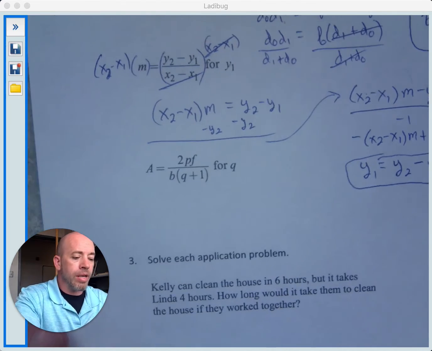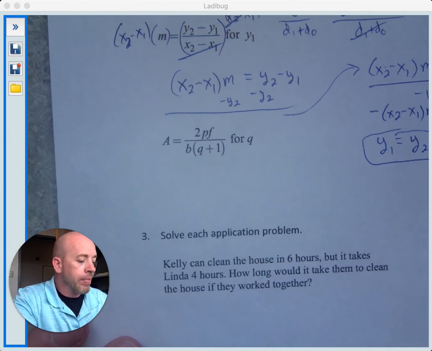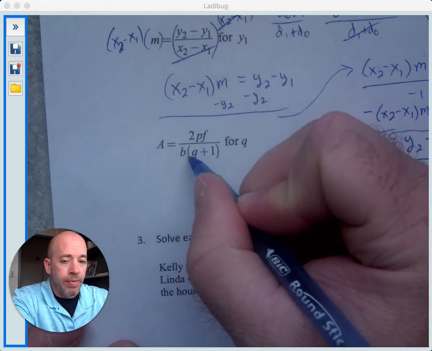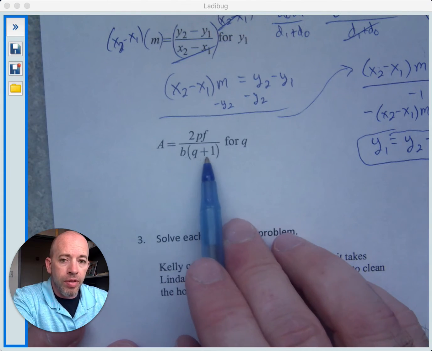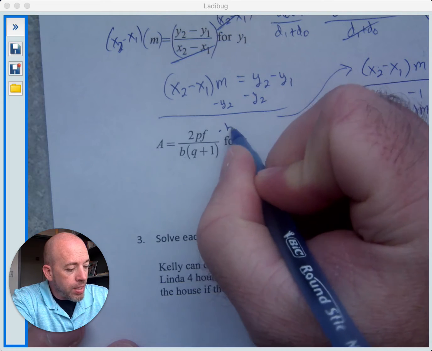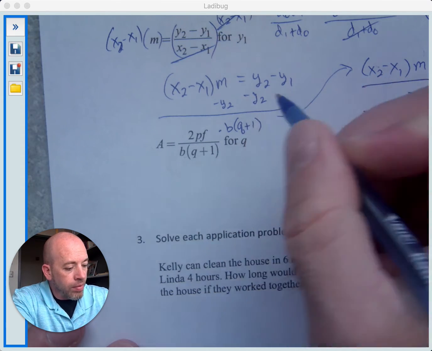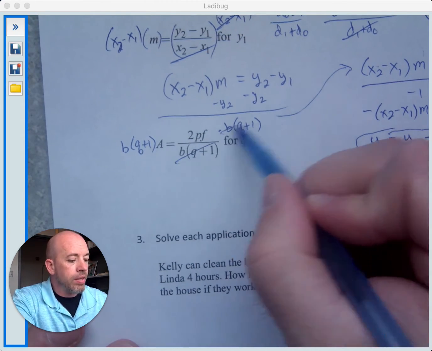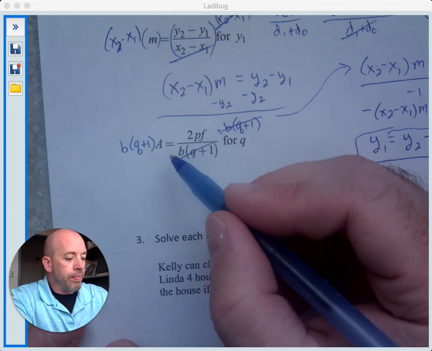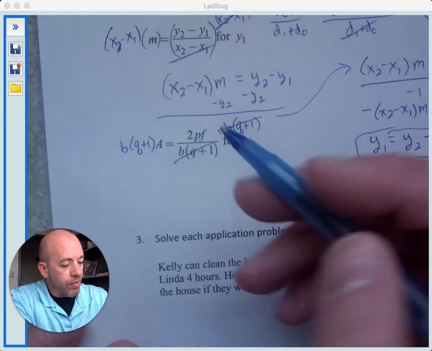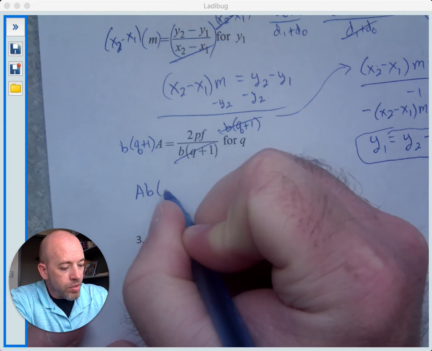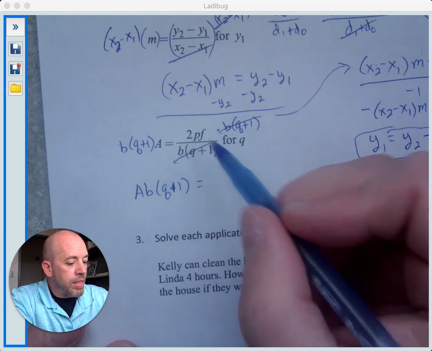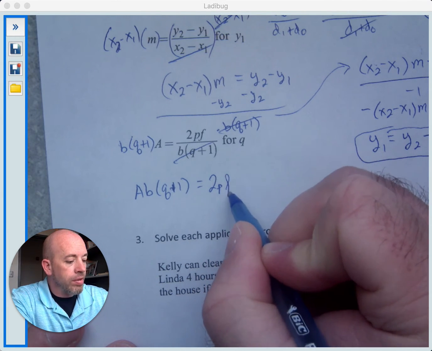All right, we got another one here. We're asked to solve for q in this weird equation here. Again, we're going to clear the fractions by multiplying both sides by the denominator. There's only really one denominator here. We have a product of two things. I'm going to multiply both sides by b times q plus 1. All right, so those go away here. On the left side, maybe I'll move the a in front. So I have a times b times q plus 1 equals 2pf, right? 2p, I'm going to write a cursive f here.